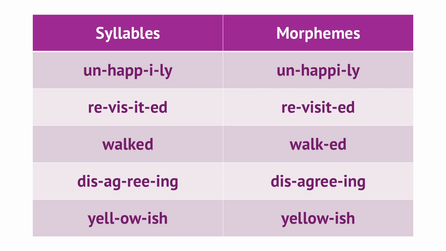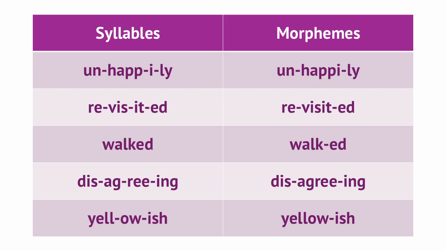Disagreeing. It has four syllables. But in terms of morphemes, it has agree in the middle. It has dis, making it the opposite of agree. And it has ing, which tells us it's an ongoing action.